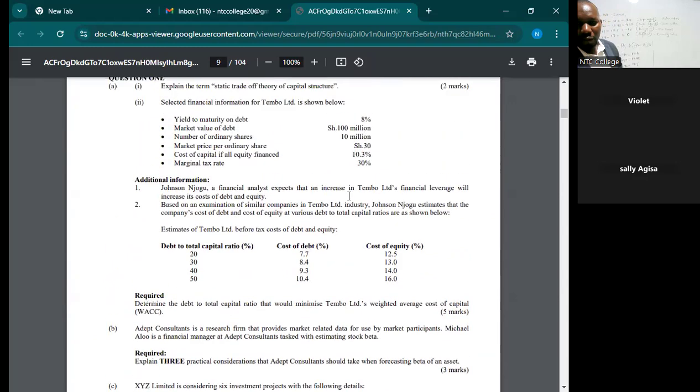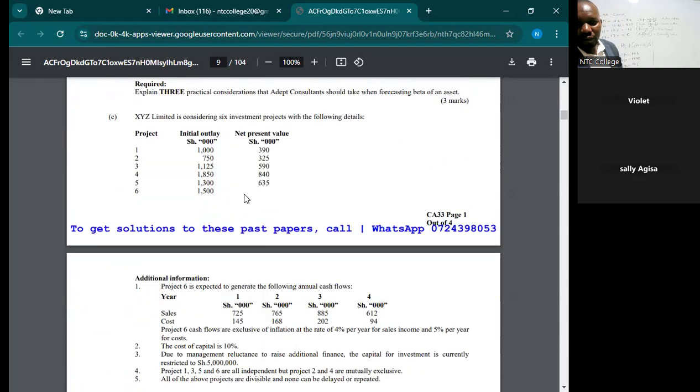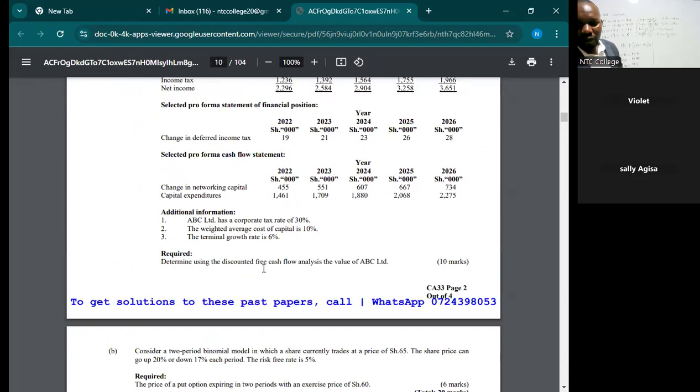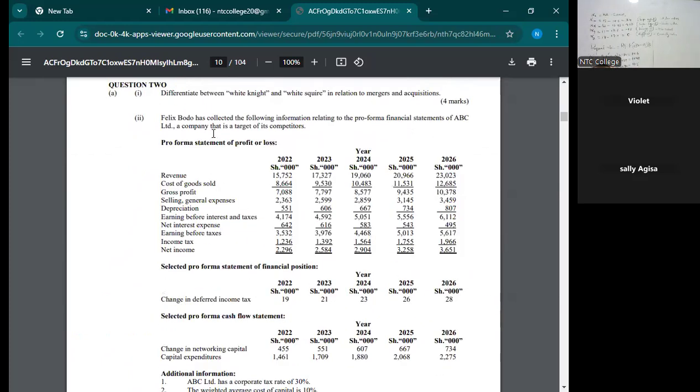Question number 2. This one. Using the discounted cash flow, analyze the value of ABC. Can we do that? Again, not question number 2, question number 1. Felix Bodo has collected the following information relating to pro forma financial statement of ABC, a company that is a target of its competitors. So we have the normal income statement, but for different years.